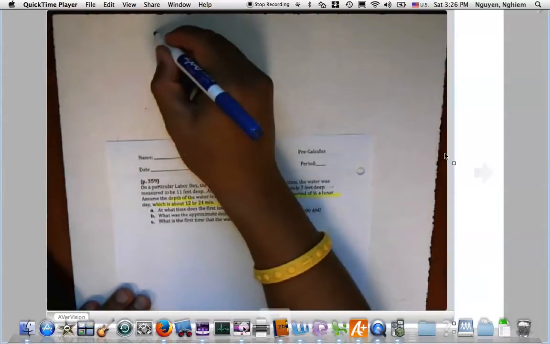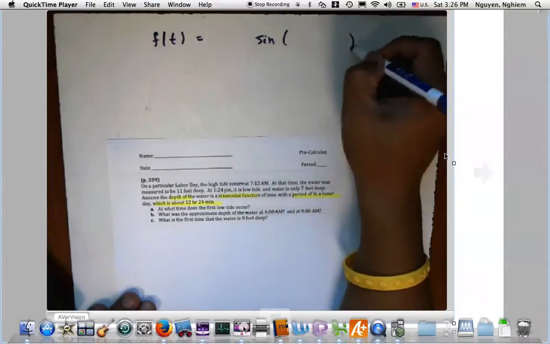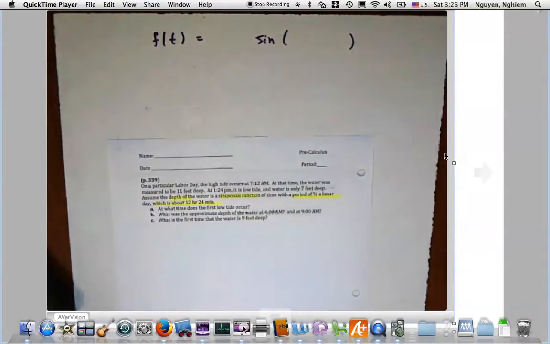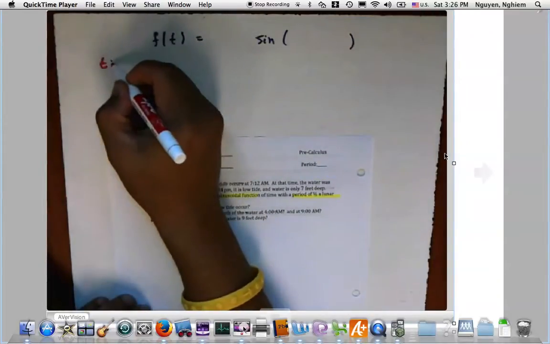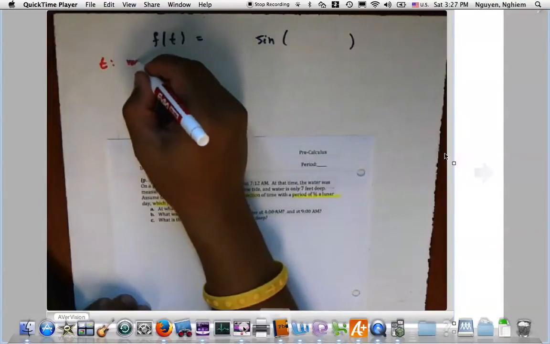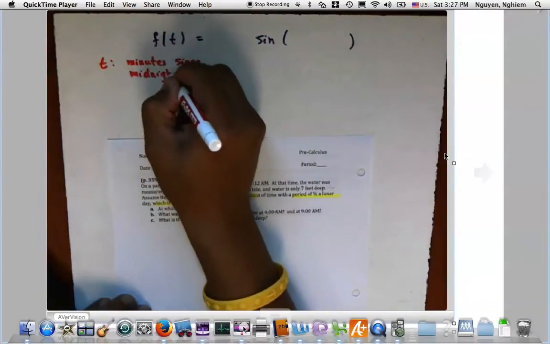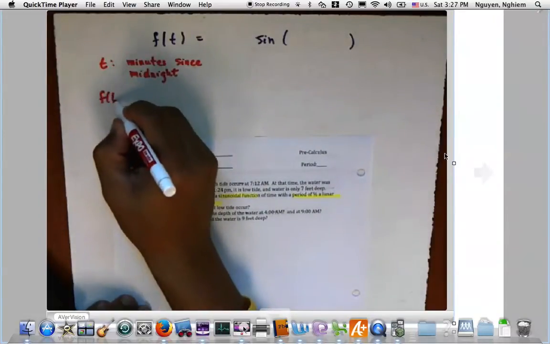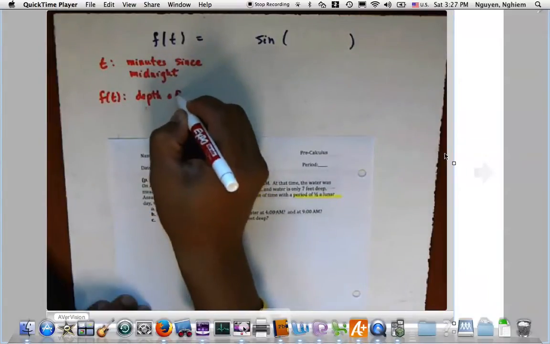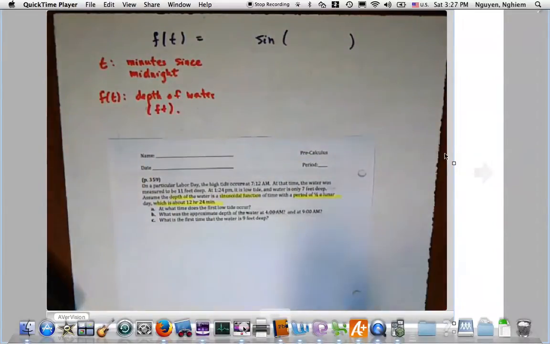Now, let's take a look here at what all of this means. Actually, I'm going to keep my handout here. And so we're going to define a function, f of t equals, and since it says sinusoidal, it's going to be something sine something, and we do some sort of transformations here. And let's do a unit conversion here. Since we got a bunch of different units like hours and minutes, let's just say t is minutes since midnight. I think that's going to make our lives a lot easier. And then f of t is going to be depth of water, in feet, since that's the unit we're given to work with.